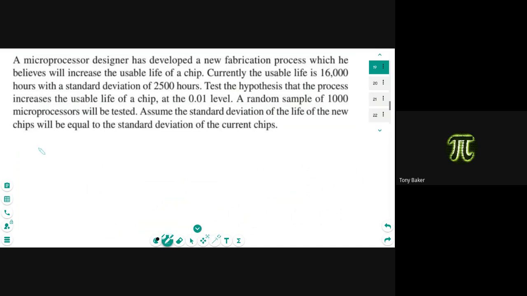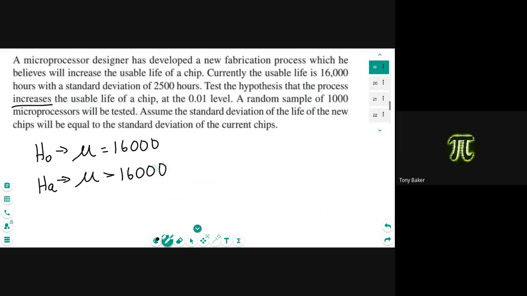All right, so let's look at it. So my null hypothesis. So what'd they give me? Yeah. So that's my mean. It's 16,000. My alternate hypothesis is increases, so greater than. Okay, so this is going to be greater than.